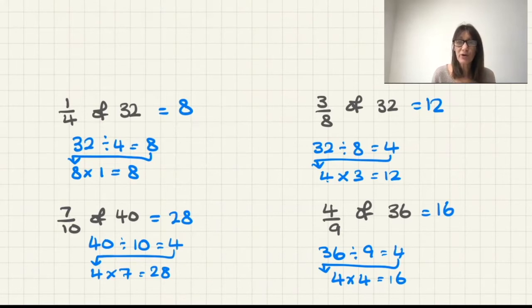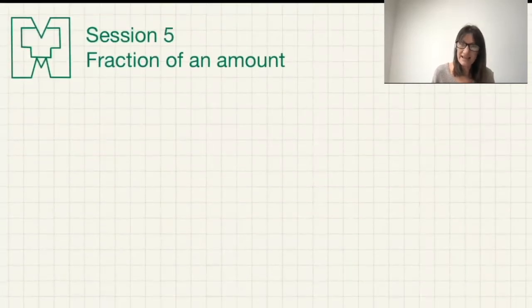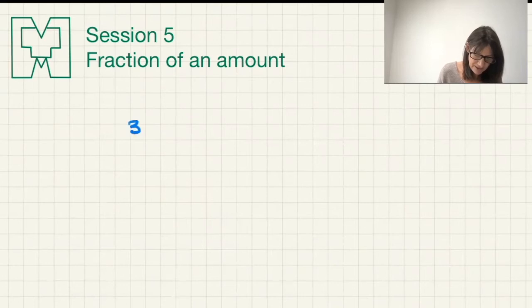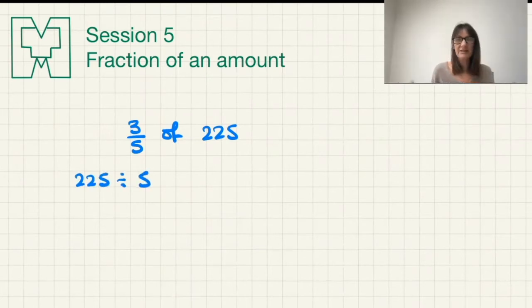Okay, so we're going to move on now. We need to look at how we can make this harder. Okay, so here's an example of what I mean by making it harder. Let's give you the question 3/5 of 225. We start this process, 225 divided by 5, and now we can see why it's harder. I don't know how many 5s are in 225. I will need to work this out.